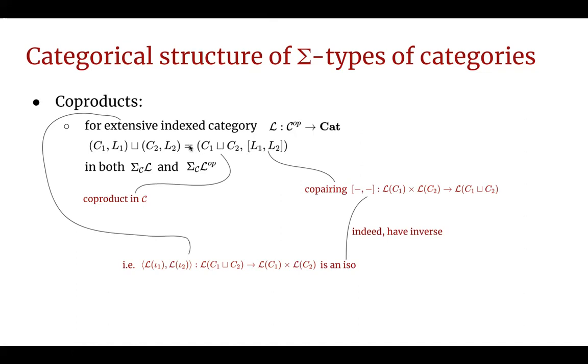What we're saying is the coproduct of C1 and L1 with C2 and L2 is, well, in the first component, we just take the coproducts of the spaces of primal values. And in the second component, we take the case distinction of the spaces of tangents or cotangents. And this gives the coproduct in both the covariant and the contravariant sigma type category.